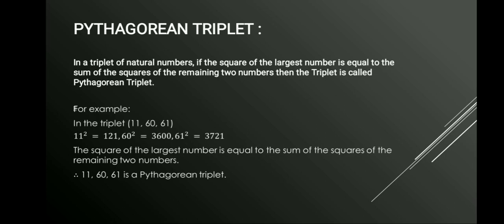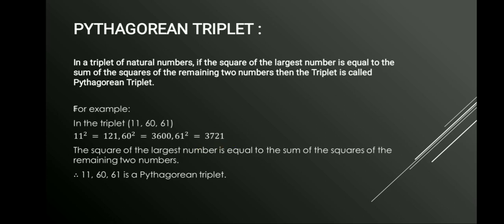For example, in the triplet 11, 60, 61, you know that all these three numbers are natural numbers. So let's take the square of all three numbers. Square of 11 is 121. Square of 60 is 3600. And square of 61 is 3721.